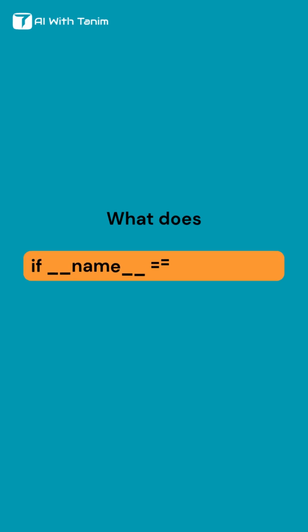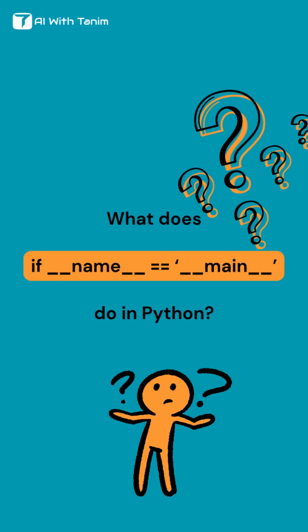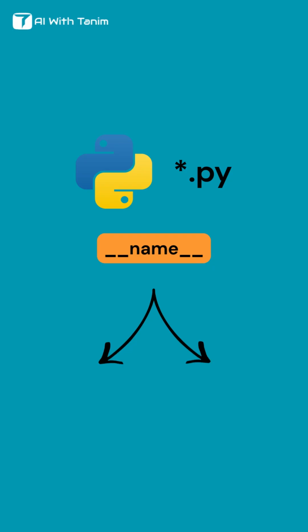What does this __name__ equal __main__ do in Python, and why do we need it? Every Python file you run has some special variables. One of them is __name__. It can have two values depending on how you run the Python file. It is either __main__, or the original file name.